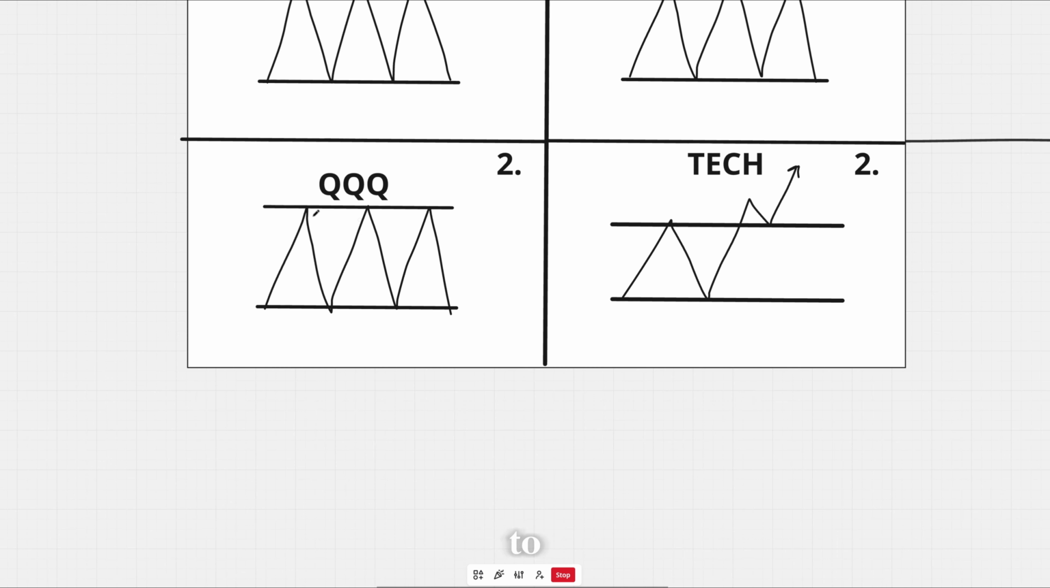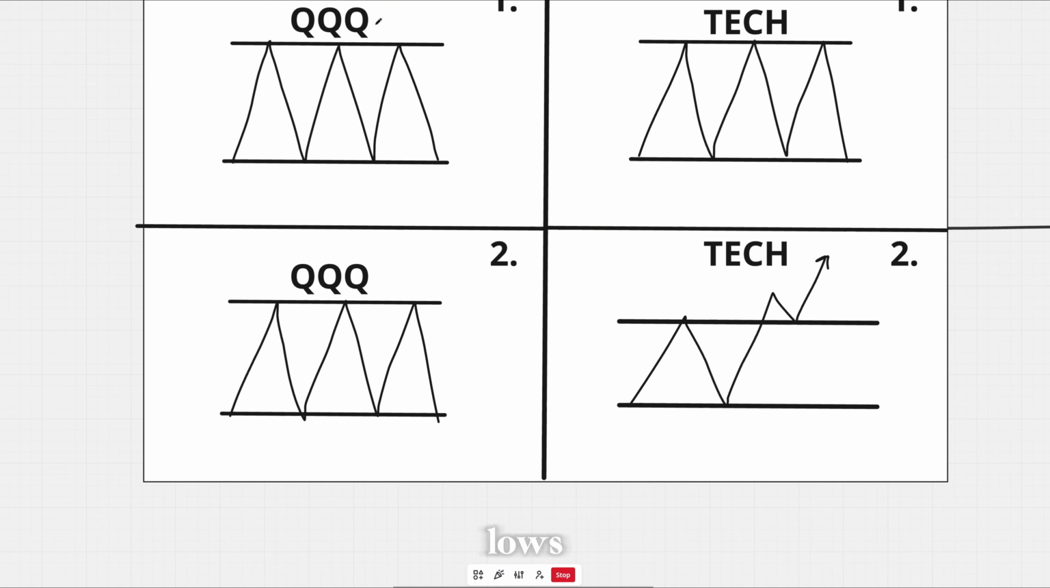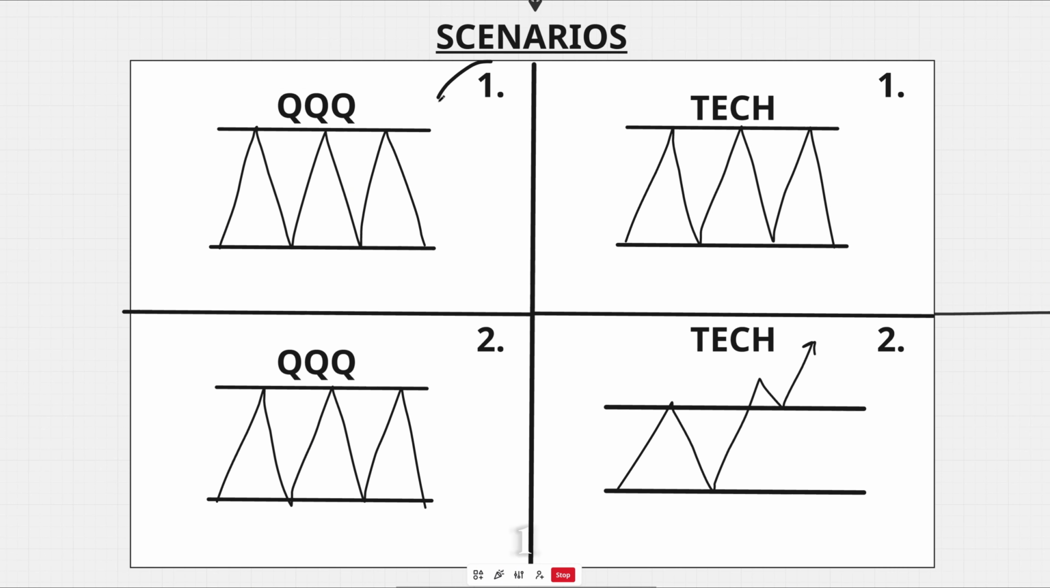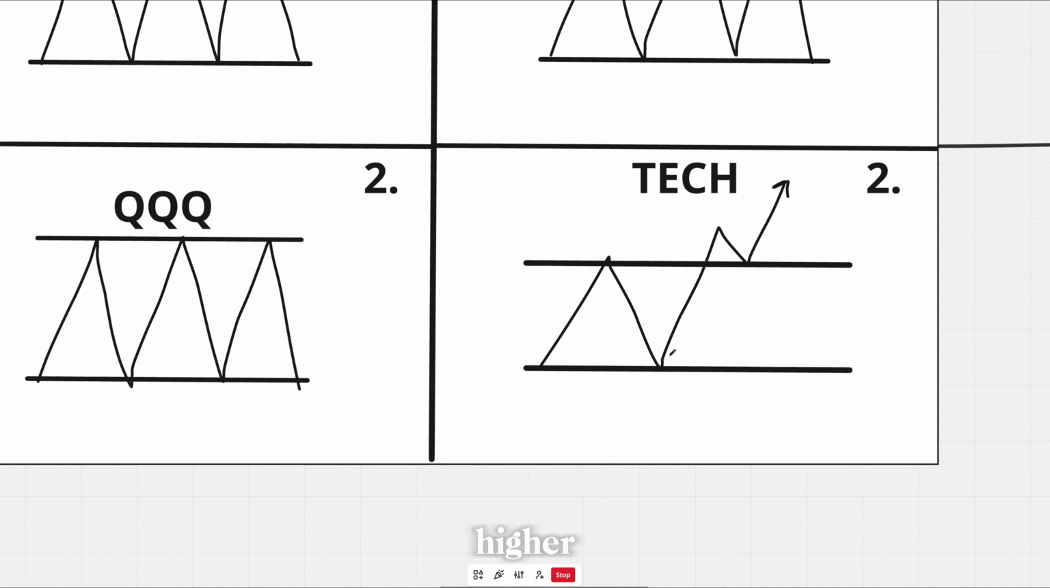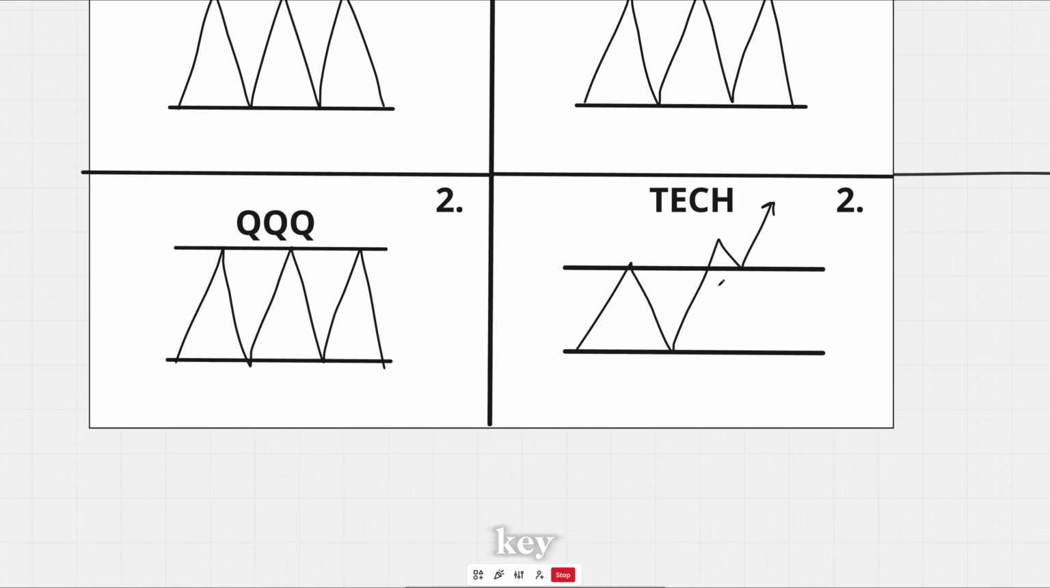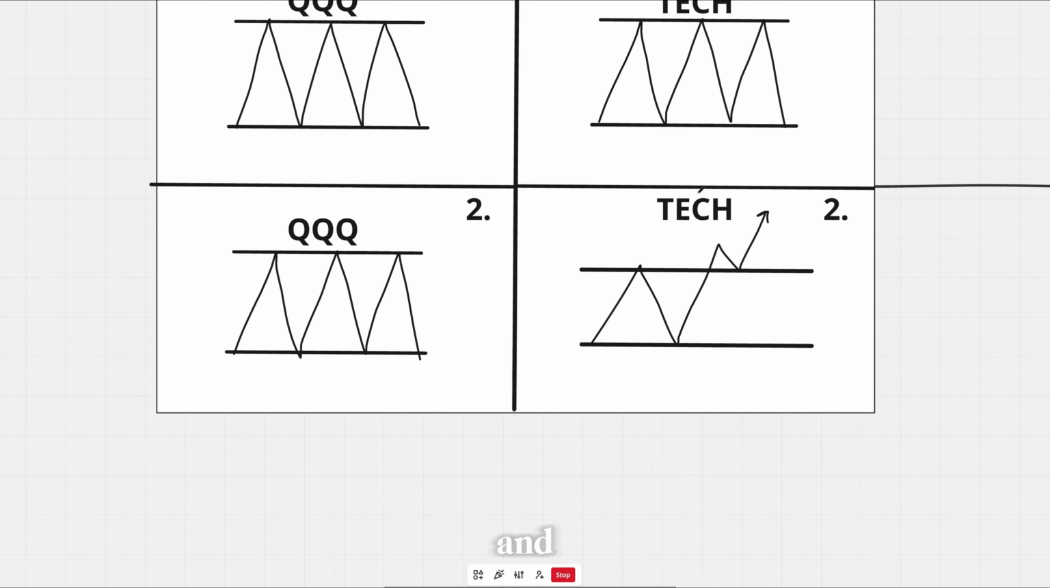So now moving on to scenario number two, the QQQ is continuously ranging. We still haven't made any new highs or any new lows, similar to scenario number one, right? And the tech now is making new highs and higher lows. We are continuing to push towards the upside, and this is a key indication of relative strength and weakness. This could be relative strength, for example.